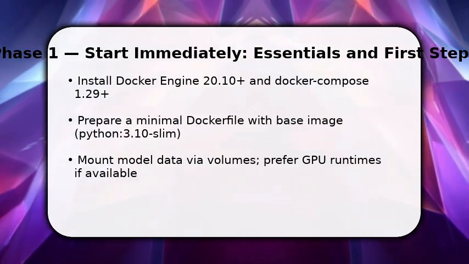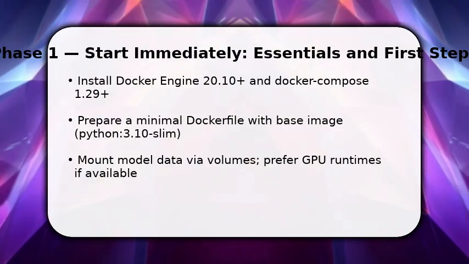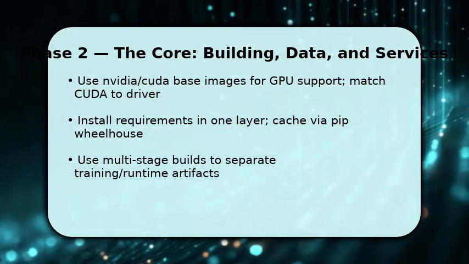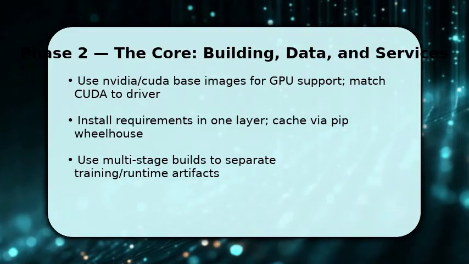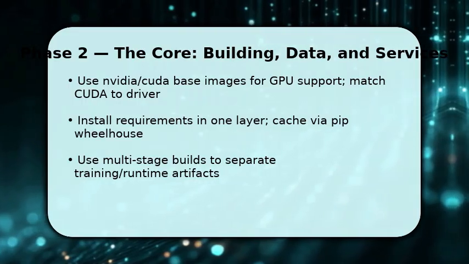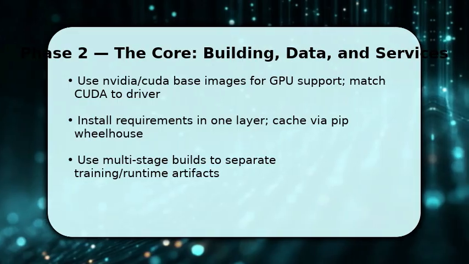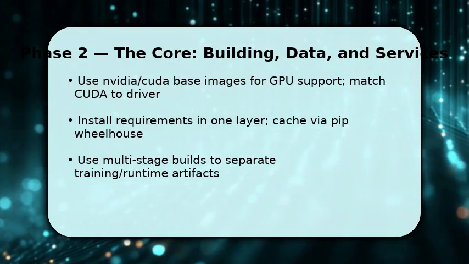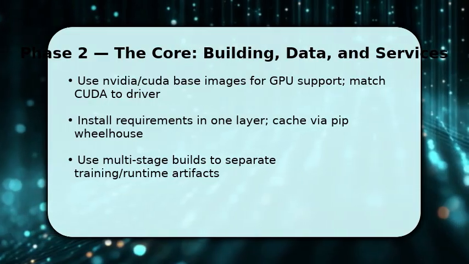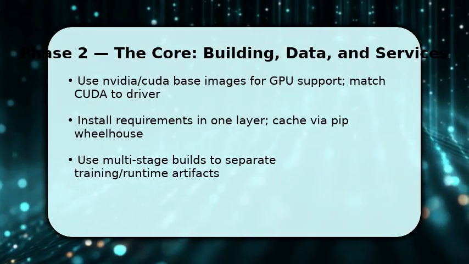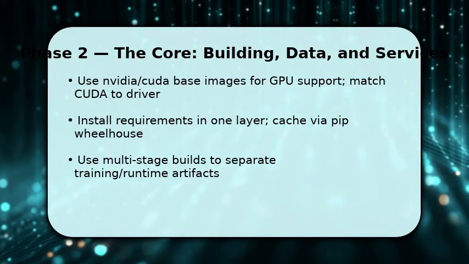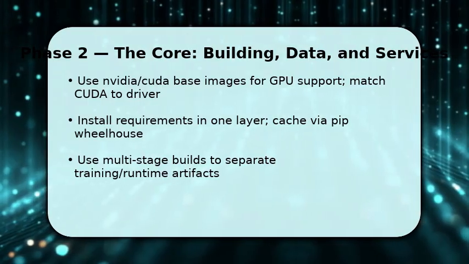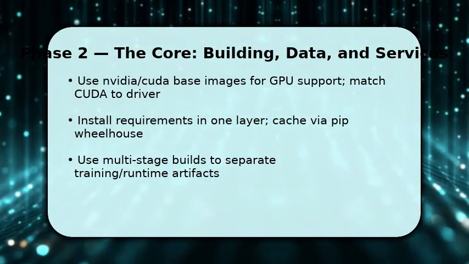You now extend the image for acceleration. Pick an NVIDIA/CUDA base that matches host drivers, so CUDA compatibility avoids runtime errors. Install heavy libraries in a single RUN to reduce layers and use a cached wheelhouse to speed rebuilds. Multi-stage builds keep the final image lean by copying only runtime artifacts. Once done, expose ports, pass through device flags, --gpus all, and validate with a small GPU test script to confirm CUDA.